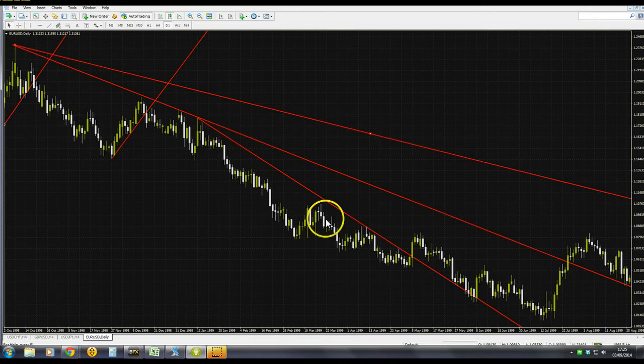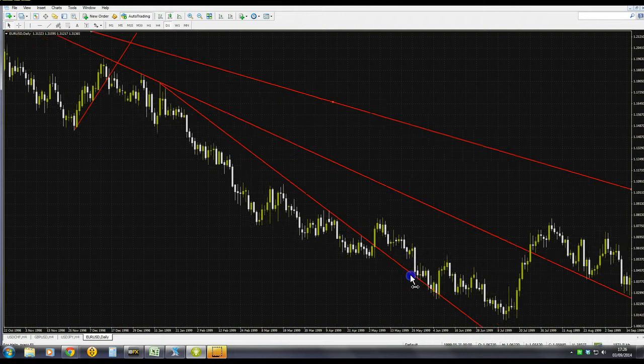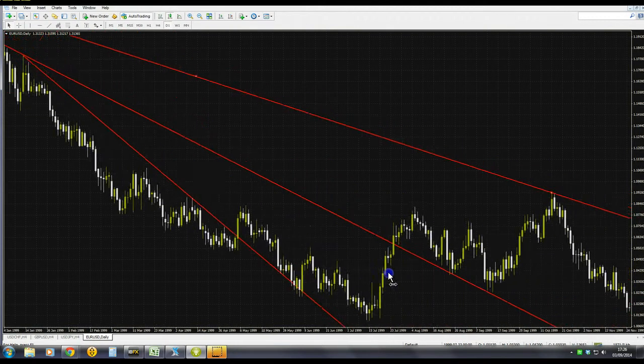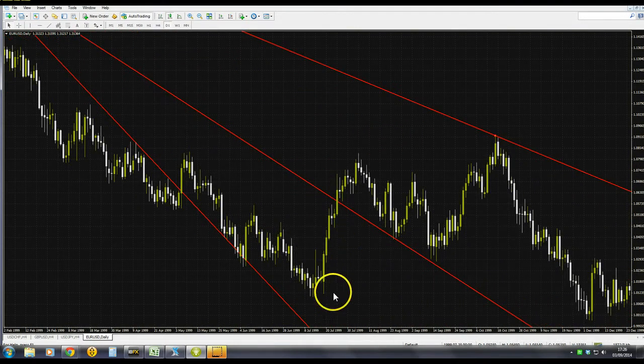So we wait for the little moves up, we sell them when we have a short-term break, as in this move. We exit the trades, take your profits, be happy, and start looking for the rallies up, like this one.